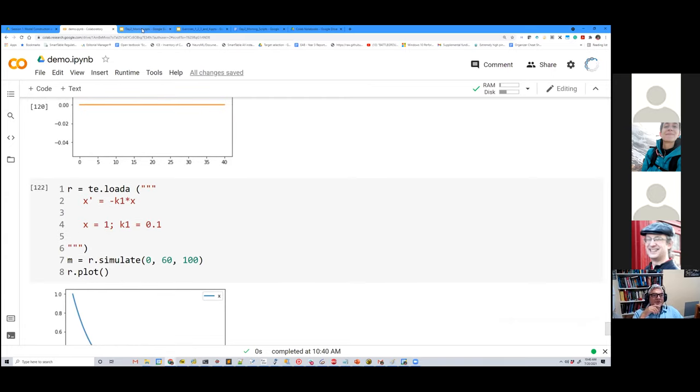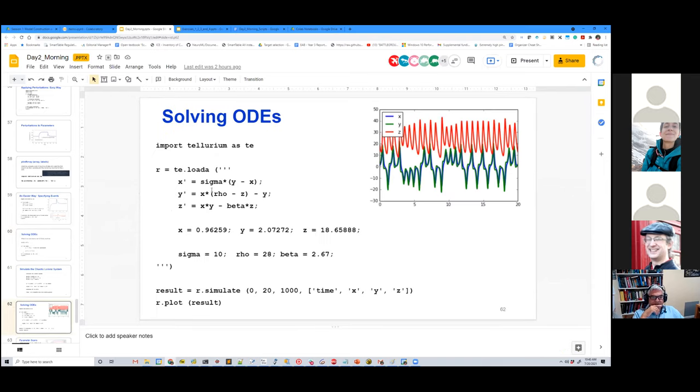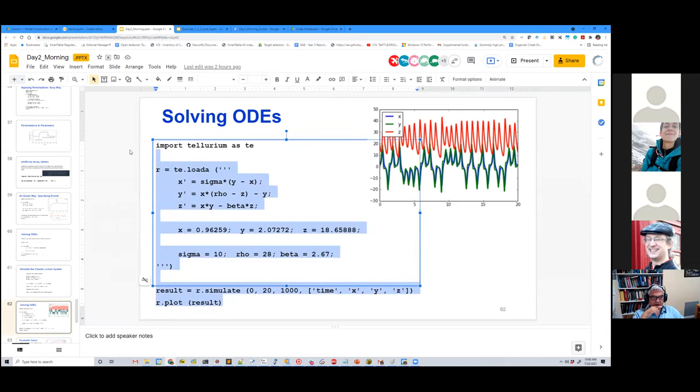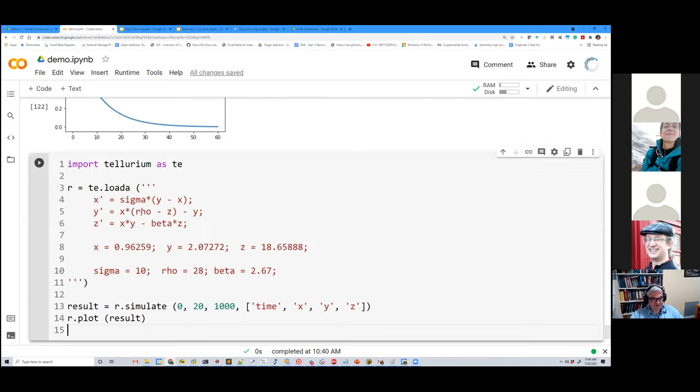A far more interesting one, of course, is the Lorenz attractor. Those of you who know a bit about chaos and are interested in that kind of thing, you'll like this. This model has three differential equations. It's supposed to be a very, very simple model of the weather. These three variables are meant to represent different aspects of the weather, such as temperature, pressure, and so on.